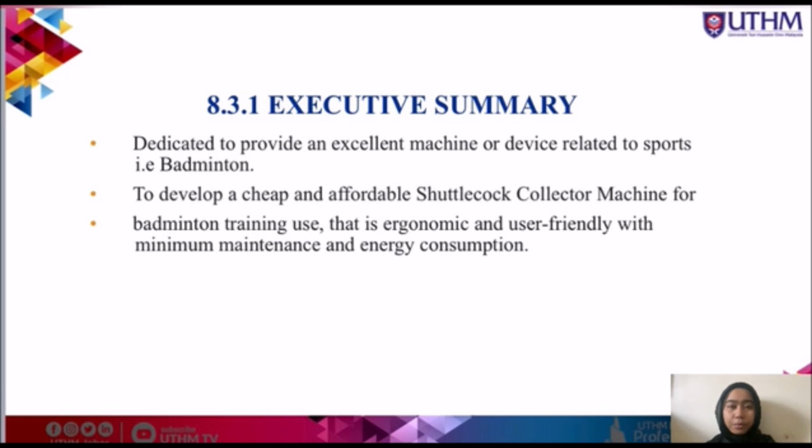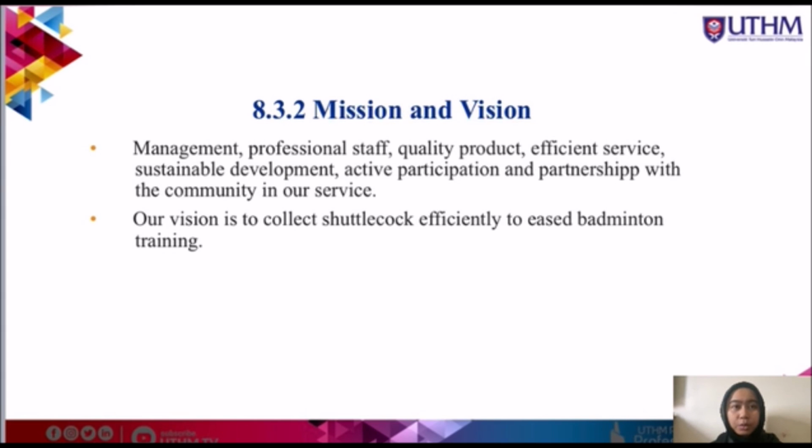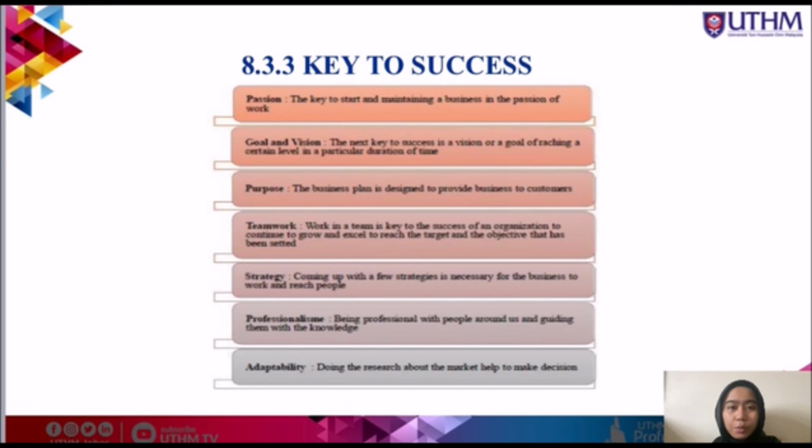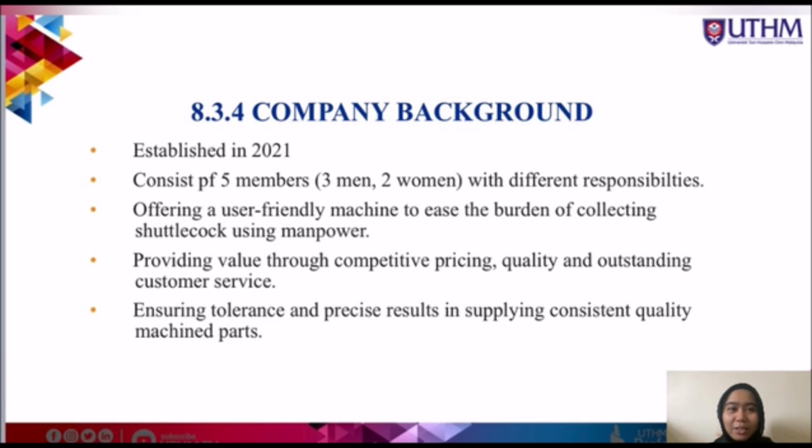The executive summary will be: we are dedicated to provide an excellent machine or device related to this. Our mission is to have a good work ethic, such as professional staff, quality product, and efficient service. The key to success is to have passion, goal, and vision, purpose, teamwork, strategy, professionalism, and adaptability. Mendes is established in 2021 and consists of 5 members, 3 men and 2 women. We offer a user-friendly machine to ease the burden of collecting shuttlecock with manpower.